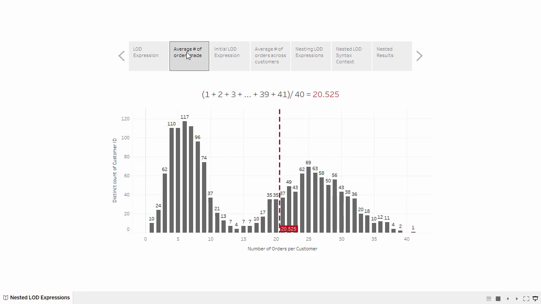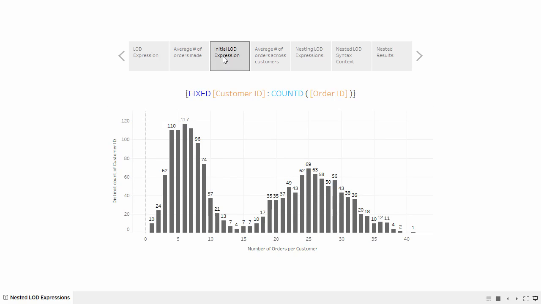This average is adding the values on the axis and dividing by the total number of options, regardless of how many customers made each number of orders. Or rather, do we want the average across all customers of the number of orders made, considering the fact that 10 customers made 1 order and 117 customers made 6 orders? Nesting LOD expressions can help us do that.